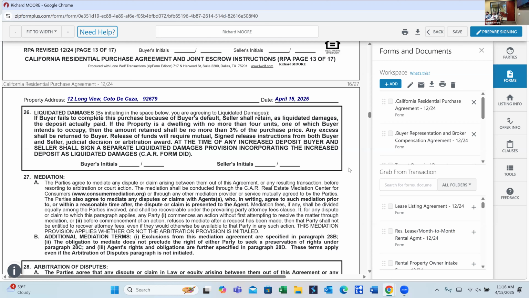And arbitration, once again, it's just a form of litigation, but hopefully with less costs. So that's why I would suggest initialing those paragraphs. And then we're going to just skip on down here.